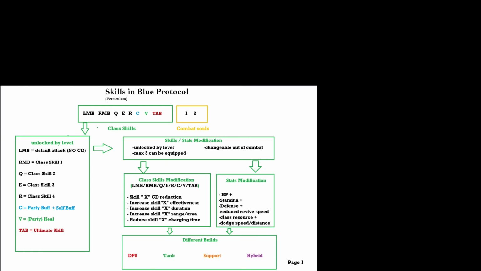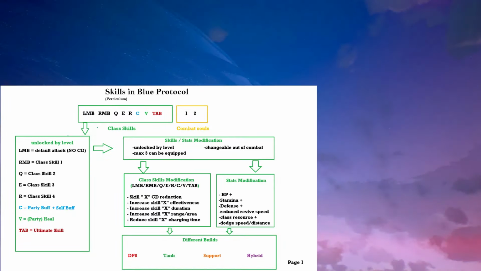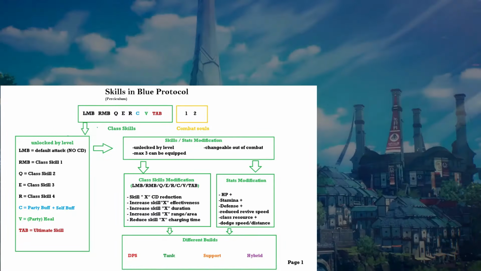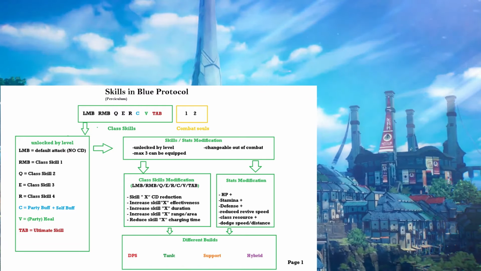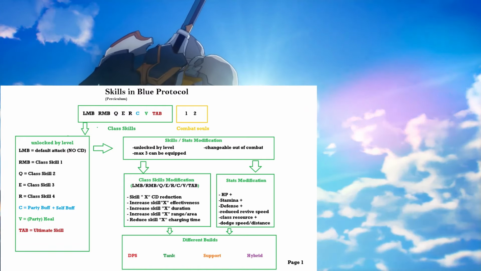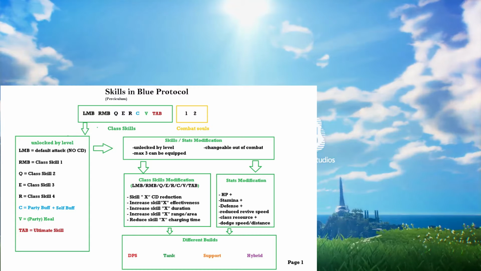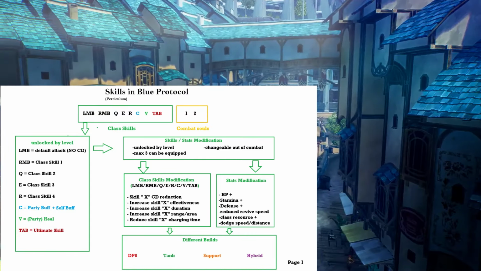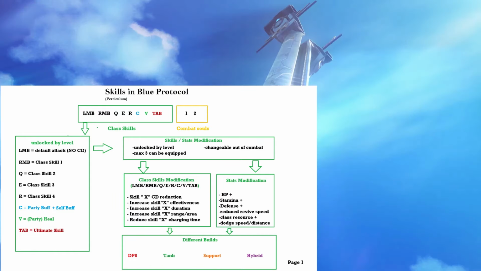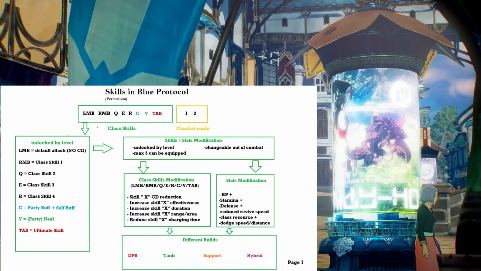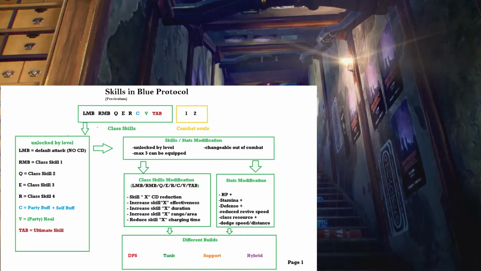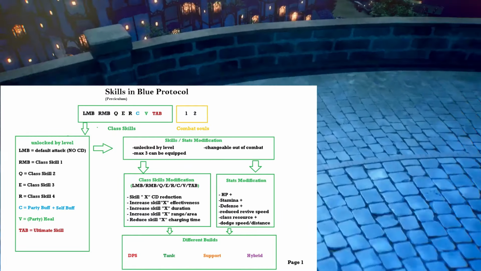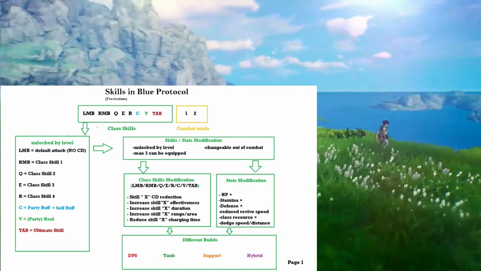Next, we have the stats modification. I'm just gonna call it like that, even if not all the modifications listed below are stats related. But those modifications can increase one of your main stats or boost one of the utility skills like dodge or revive speed. To sum it up, depending on the combination of skill and stat modifications equipped, you can customize your class and focus on DPS, tank, support, or hybrid build.